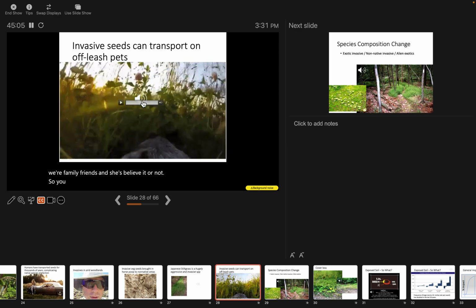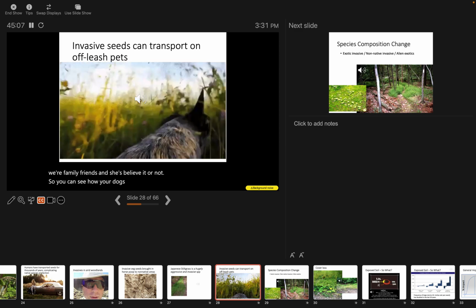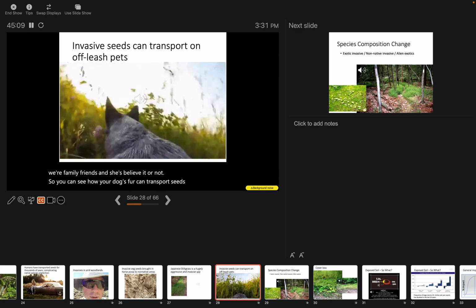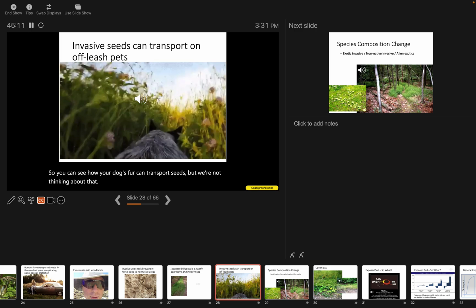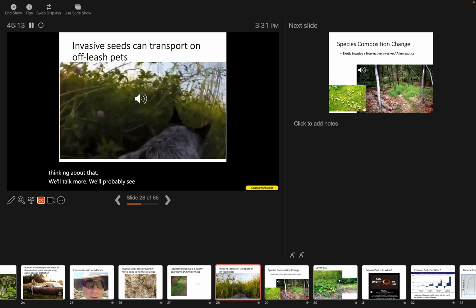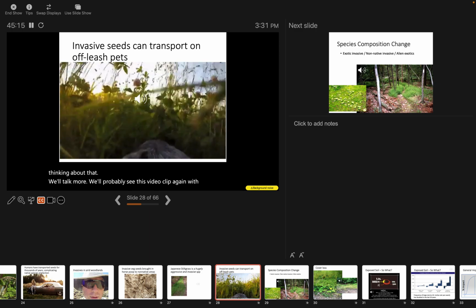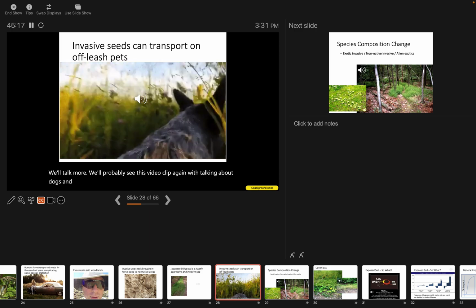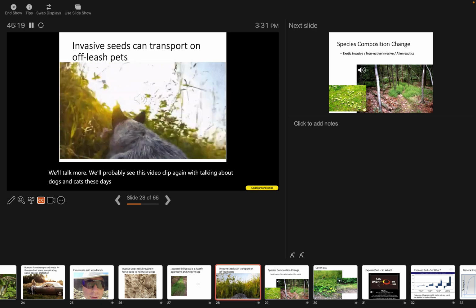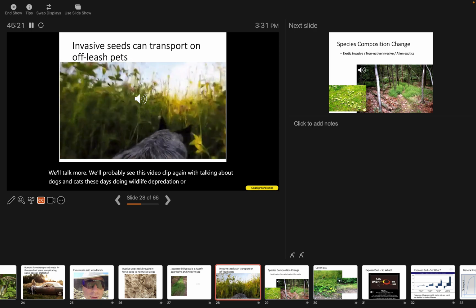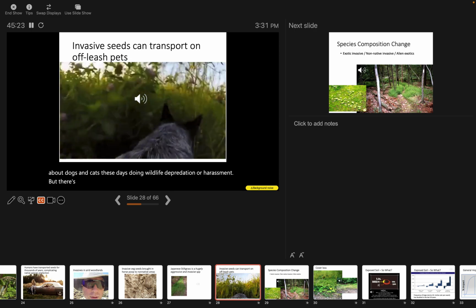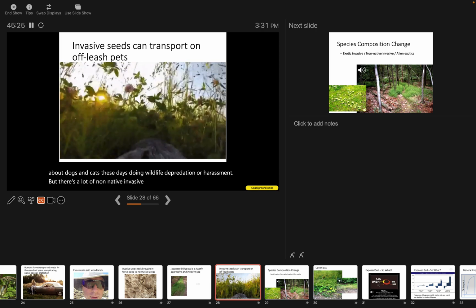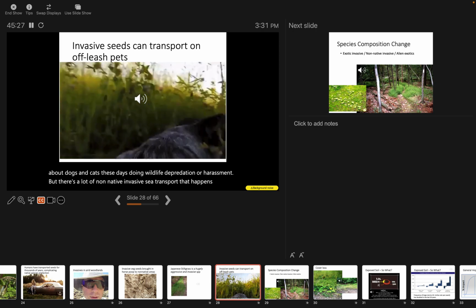So you can see how your dog's fur can transport seeds, but we're not thinking about that. We'll talk more, and we'll probably see this video clip again, when talking about dogs and cats these days doing wildlife depredation or harassment. But there's a lot of non-native invasive seed transport that happens on pets' coats.